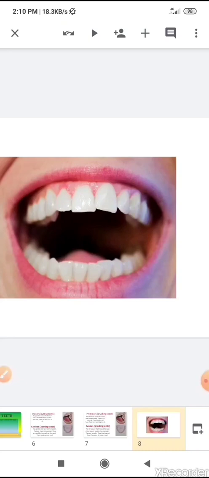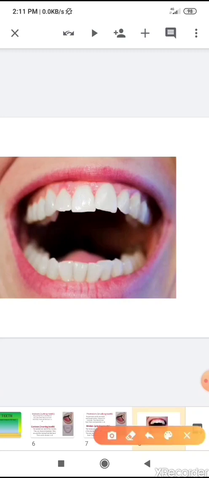Children, if you look at your teeth in the mirror, what do you see? Yes, you see your teeth. But do you know the part of the teeth which you are able to see in the mirror is not the complete structure of your teeth? Some part of the teeth is visible to you, but some part lies inside the gums.